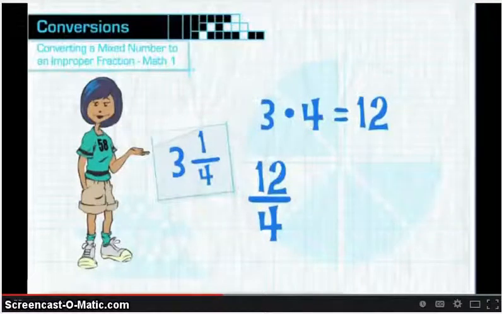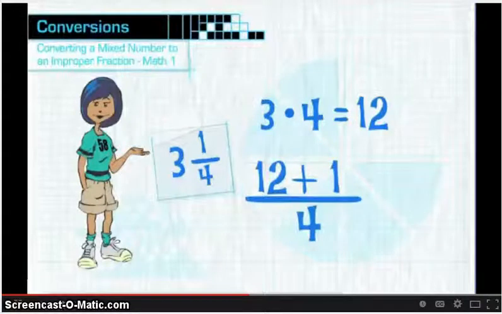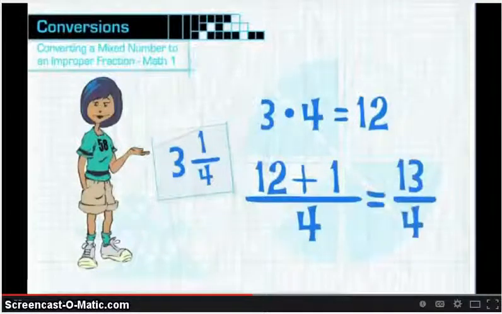But wait, we can't forget the fraction component of the mixed number, 1/4. We have to add the fraction 1/4 to the whole number's improper fraction 12/4. They both have the same denominators, so this will be easy. Got it? 12/4 plus 1/4 equals 12 plus 1 over 4, which equals 13/4. Great job! You have converted a mixed number into an improper fraction. There's just no end to your talent.